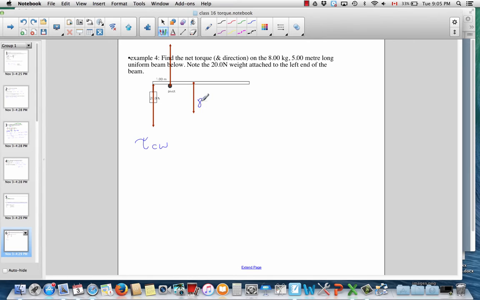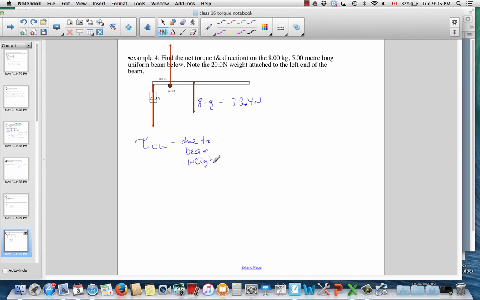And that's 78.4 newtons of weight. That weight right there, that force, will cause the object to spin clockwise. So this torque is due to the weight of the beam.